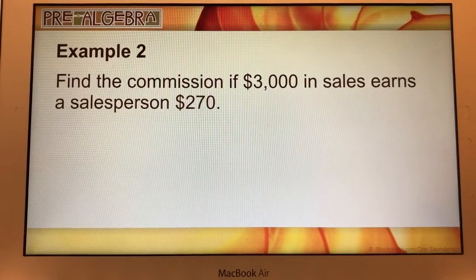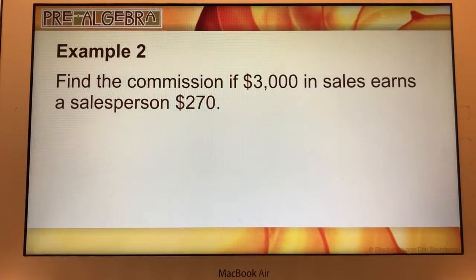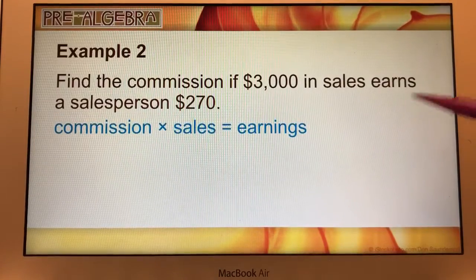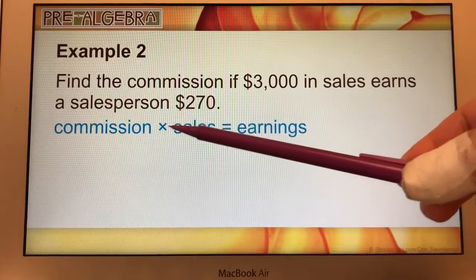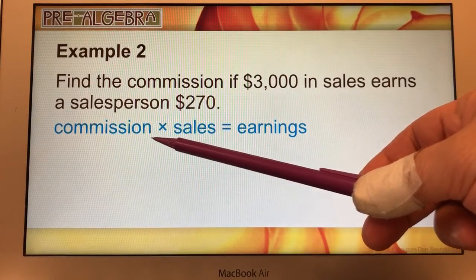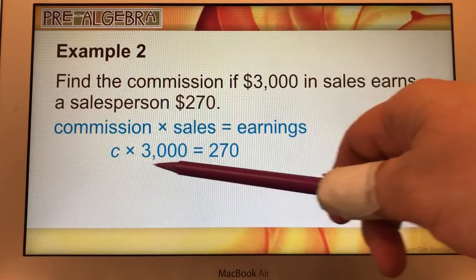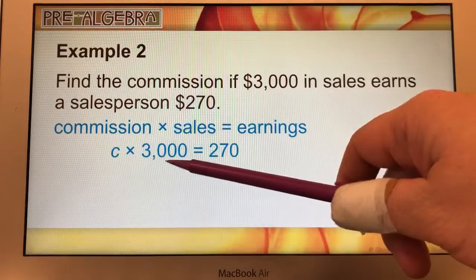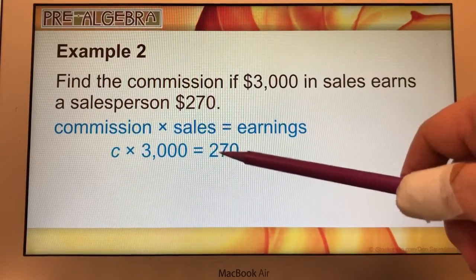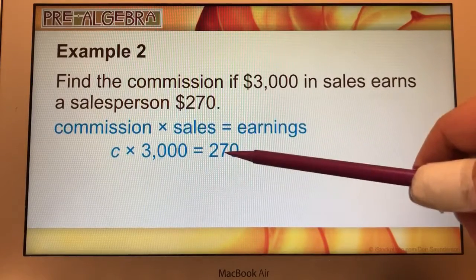Now, our next example: find the commission if $3,000 in sales earns a salesperson $270. So let's take our formula here. Commission times sales equals earnings. So what is the commission? That's the rate. That's what we're trying to find. We don't know that. Okay, so C times the sales, that's the total sale price, $3,000, equals $270. That's the earnings, the amount that the salesman gets to keep himself.